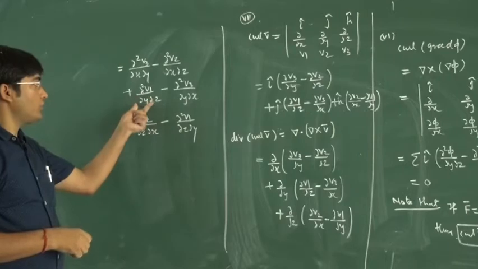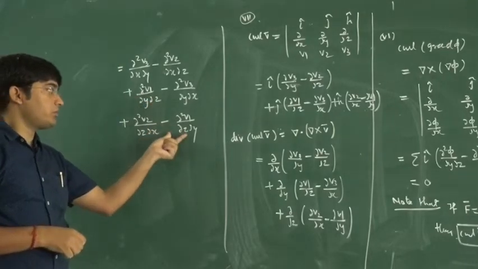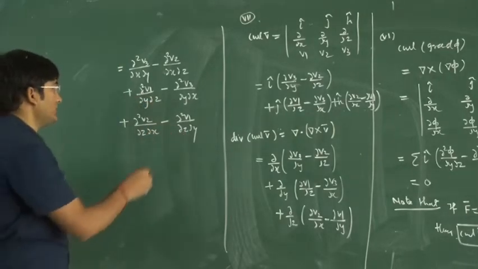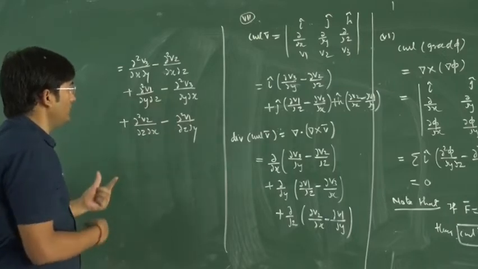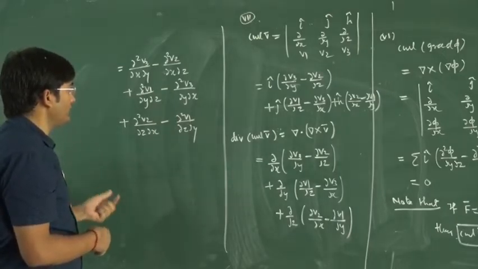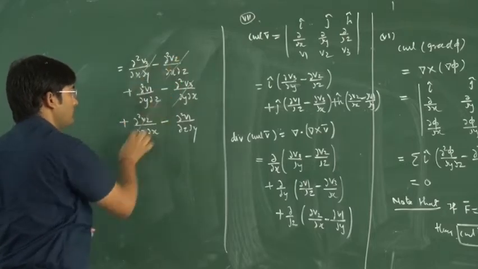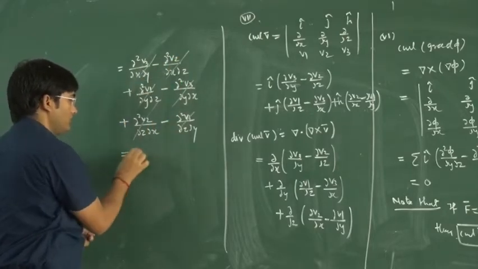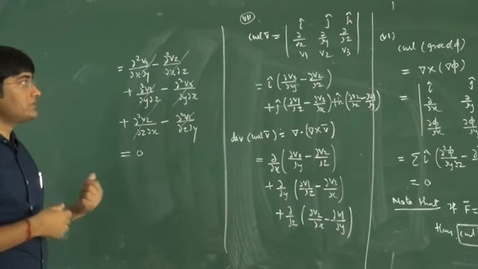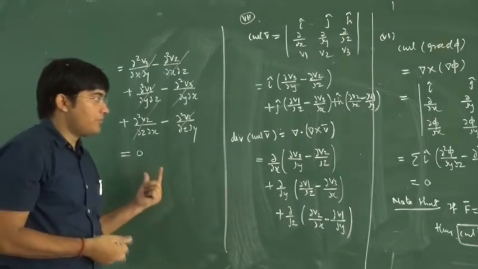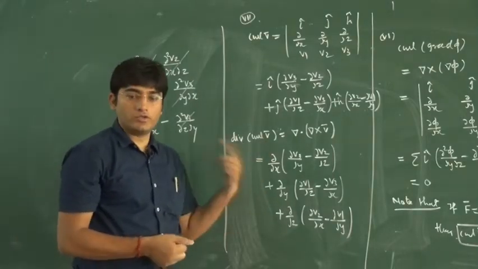As del 2 B1 upon del y del z is the same as del 2 B1 upon del z del y, so you can say that all the 6 terms cancel with each other. So this term will get cancelled with this one, this is cancelled with this one, and this one cancelled with this term. So this is equal to 0. So your divergence of curl V is equal to 0.